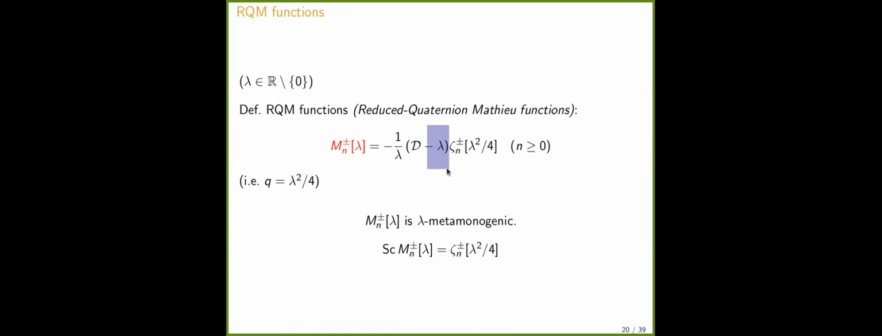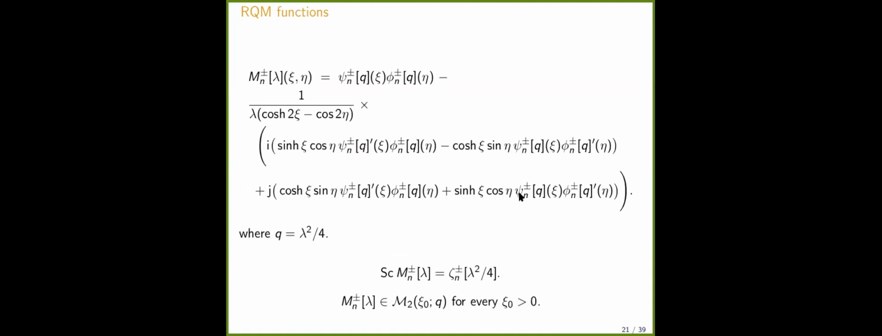The lambda part is real. Lambda is real. So we get the scalar part of the scalar function, and minus 1 over lambda times minus lambda is 1. So the scalar part is just the same zeta function that we put in the ingredients for constructing this function. So basically what this operator does is takes a scalar function and produces an R3 valued metamonogenic function.